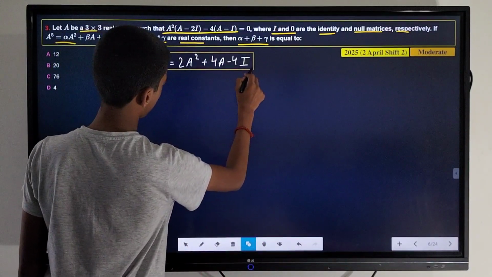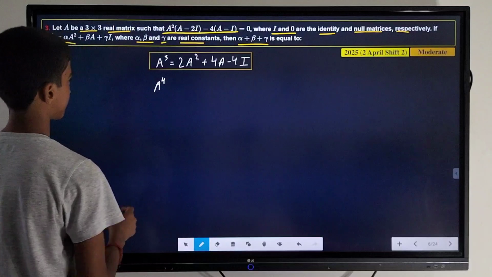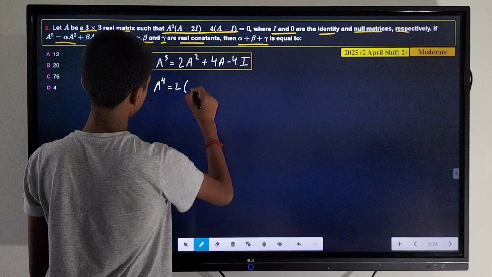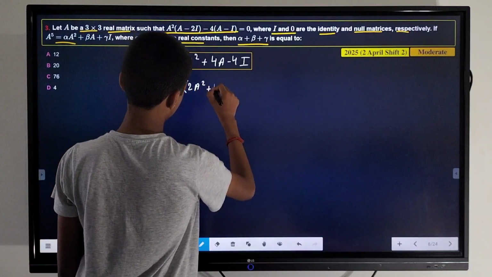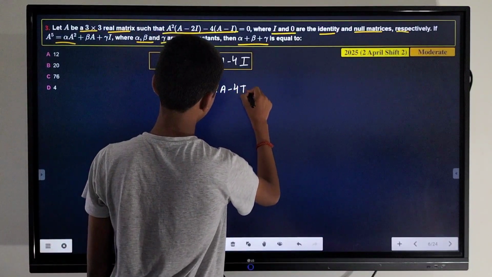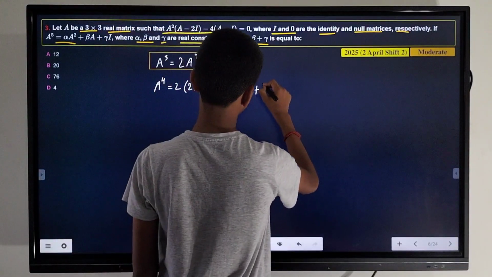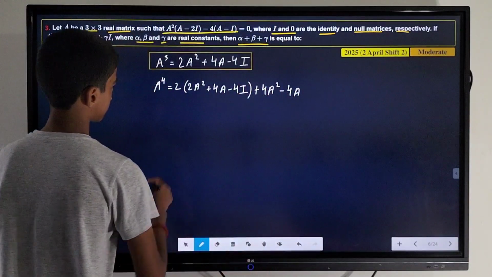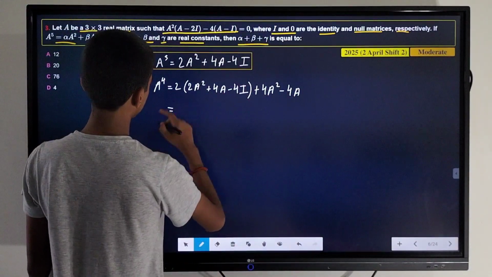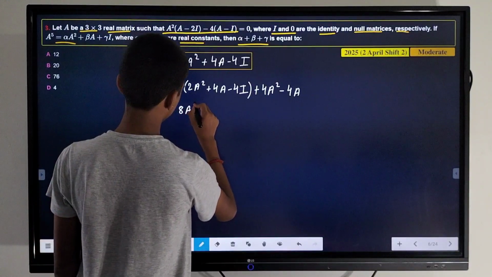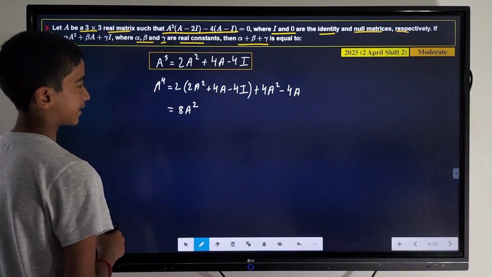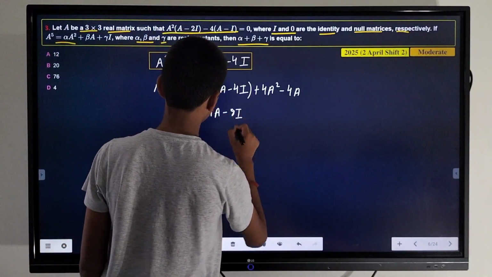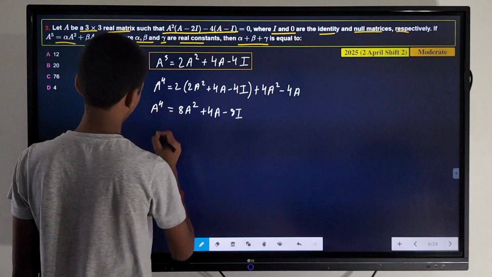Well, this is an important result. We will use it again. A raised to power 4 is equal to 2A cube. So we will again use this. 2A square plus 4A minus 4I plus 4A square minus 4A. So this is equal to 4A plus 4A square, 8A square, 8A minus 4A, so positive 4A minus 8I. And here we have A raised to power 4.